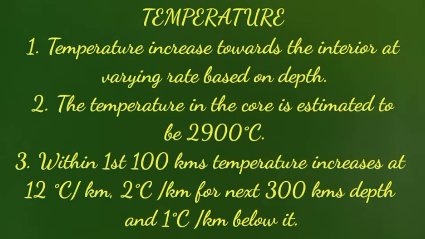Until 100 kilometers of depth, the temperature changes by 12 degrees centigrade. For the next 300 kilometers deep inside the Earth's interior, temperature changes by 2 degrees centigrade. And then finally below it, there is a gradual change in temperature with just 1 degree change. And with this, we find that the Earth's interior has a temperature of 2900 degrees centigrade.